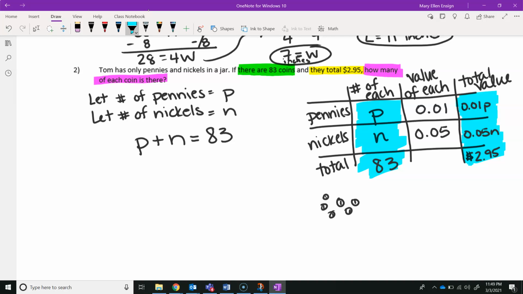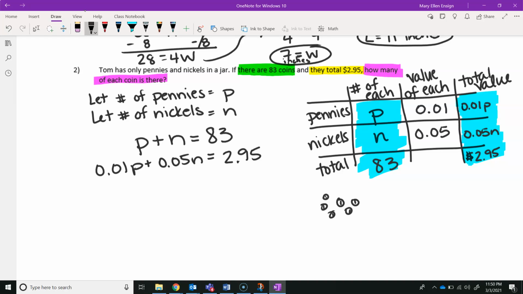So that is going to be my other equation. And again, you don't have to use this chart method. You might have just figured that out on your own. So it's going to be 0.01p plus 0.05n equals $2.95.